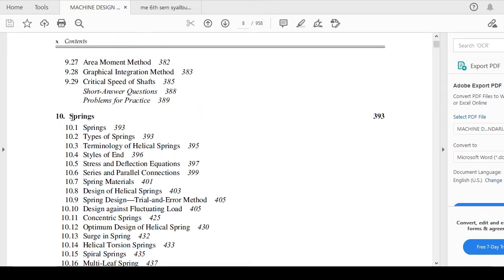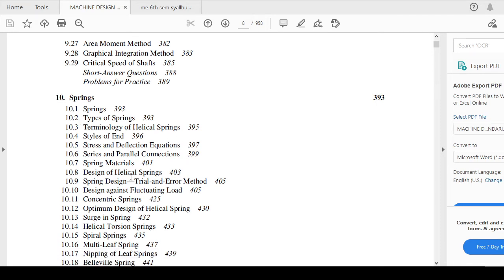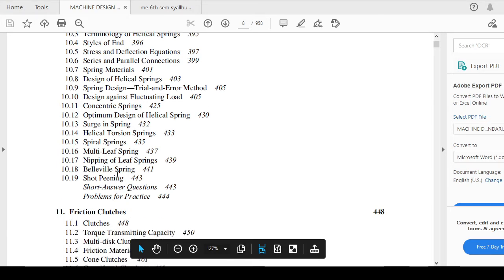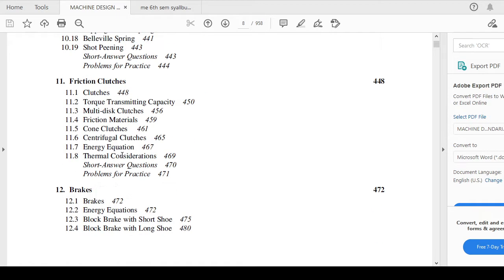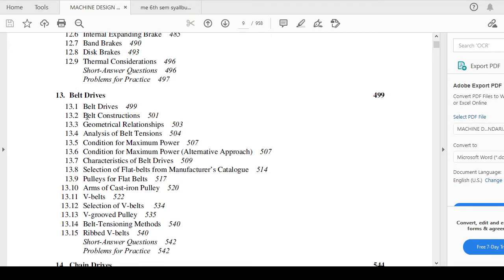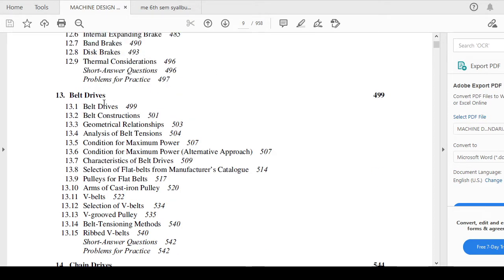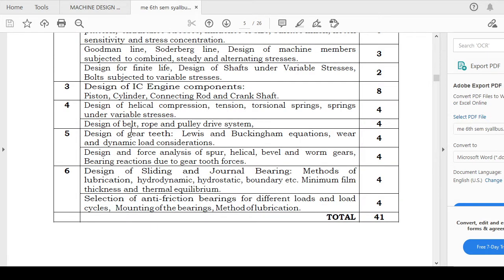This is chapter number 10, where you will get all the definitions of springs, types of springs, and design under fluctuating loads. You will even cover all the helical springs, which may be part of your self-study because this is not there in your curriculum, so you can also go through these topics. And if you want to study the belt drive, you will get all the details of belt drive in chapter number 13. In this way you can refer to your unit number 4 with the help of this particular book.